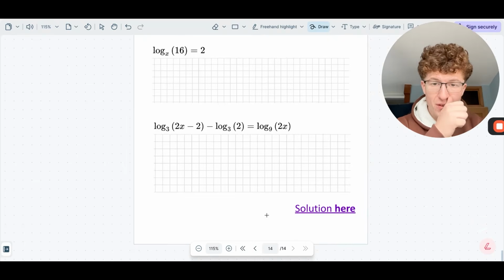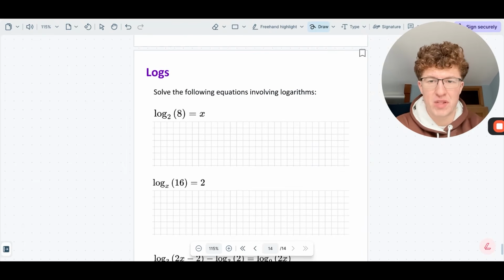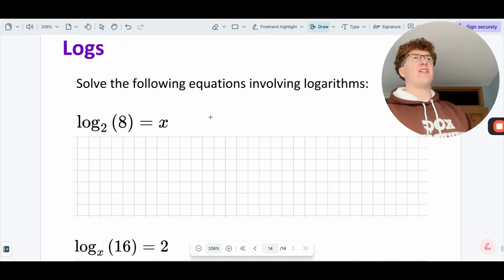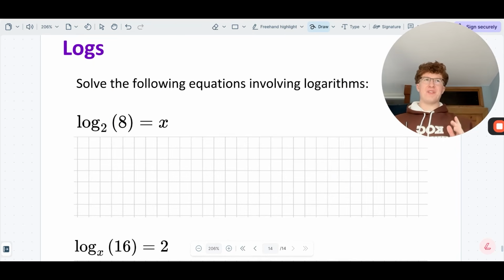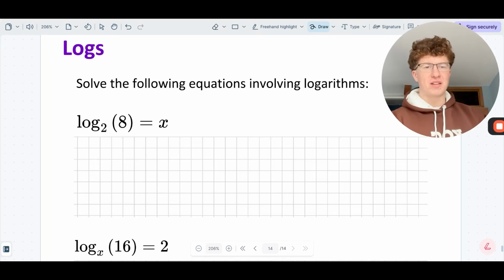Then, similar to indices, final thing we're going to be doing today is logs. So we want to solve these equations with logs. Key with logs is say it in English. That's what I always say.